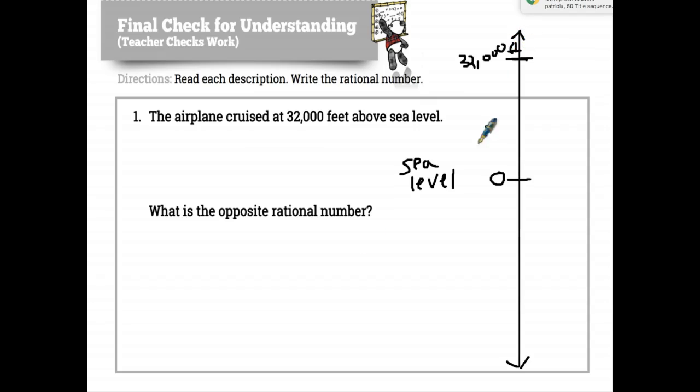Now, my directions ask for what is the opposite rational number. Well, if this is 32,000 feet, I'm going to have to count down 32,000 to get to 0, but I want the opposite. Opposite numbers are the same distance from 0, but one is a positive, the other is a negative. So the opposite number is negative 32,000 feet. And I have no doubt that's exactly what you wrote down in your book. If not, then you want to make sure you fix it.